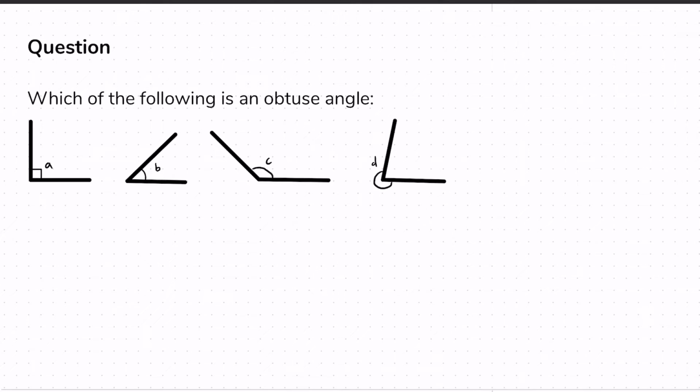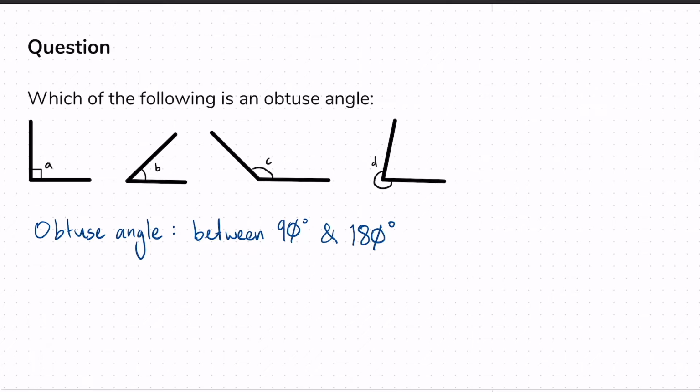This question is asking us to identify which of the following is an obtuse angle. So the first thing we're going to start with is, what's an obtuse angle? An obtuse angle is any angle between 90 degrees and 180 degrees. So it falls between that, right? Because 90 degrees is a right angle, and 180 degrees, well, that's a straight line.